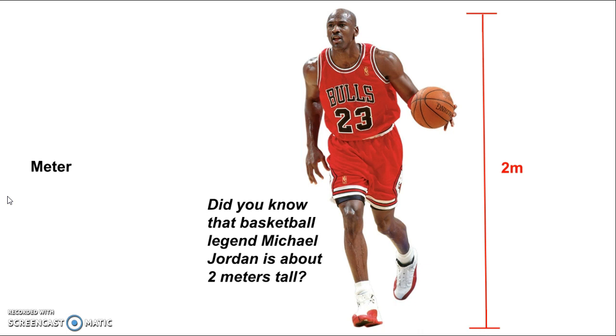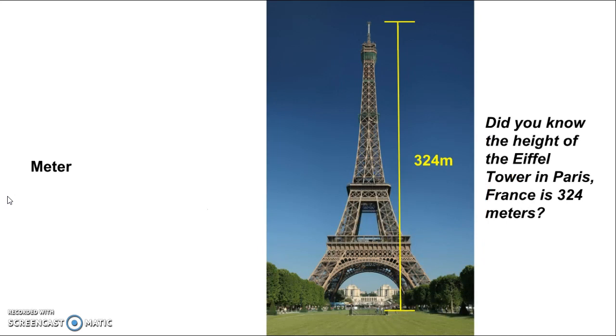Michael Jordan, for example, is 2 meters tall. So anyone that is 2 meters in height or taller is quite tall. We can also use meters to measure things that are much larger than a human being. The Eiffel Tower in Paris, for example, can be measured in meters. In fact, the Eiffel Tower is 324 meters tall.